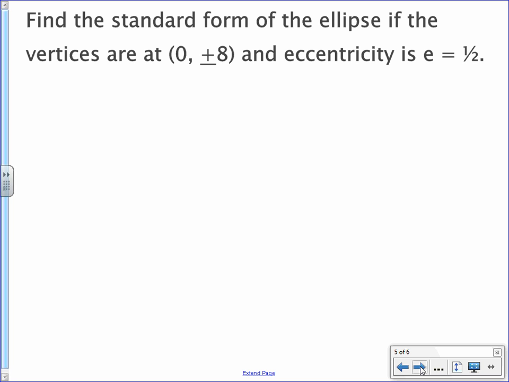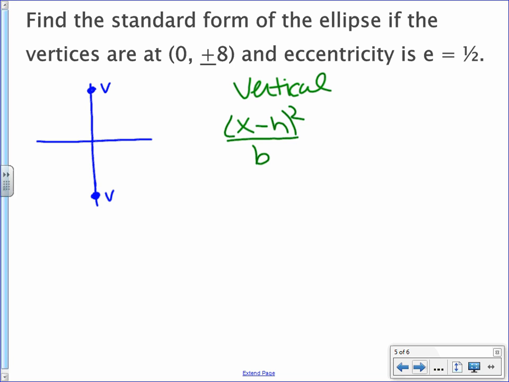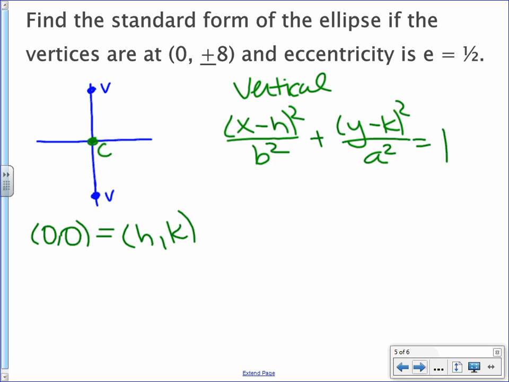All right. So let's talk about, first of all, our vertices. Our (0, 8) and (0, negative 8). What can that tell us? Okay, first of all, it's vertical. So now we're going to have (x minus h) squared over b squared and (y minus k) squared over a squared. Right. The center needs to be at the origin because it is in between our vertices. Okay. What else? A is 8.